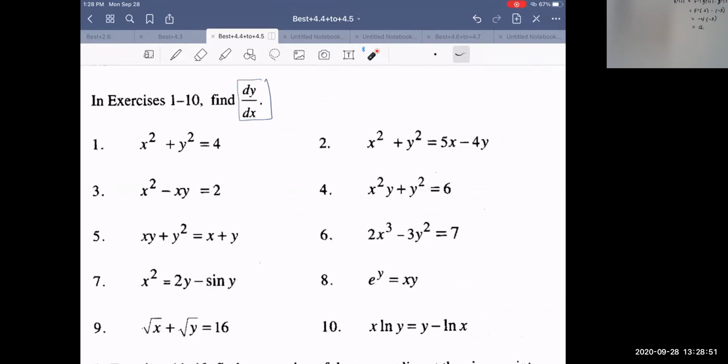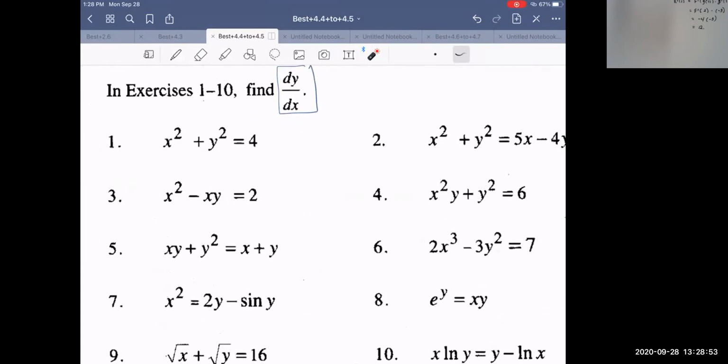And I'm going to do the odds. All right, and what this says is to find dy dx. In other words, find the derivative.